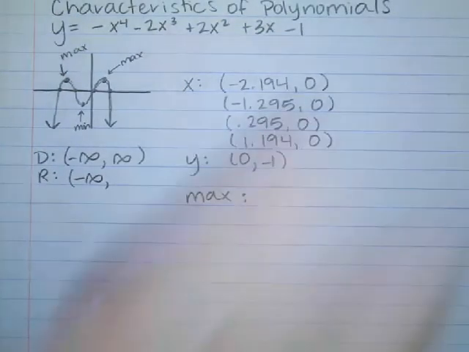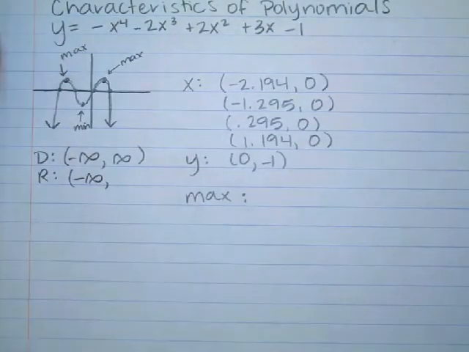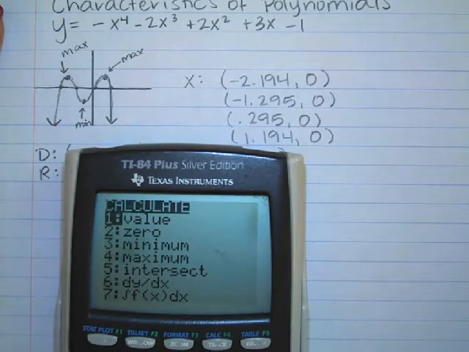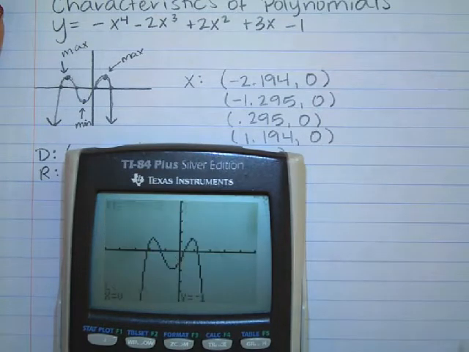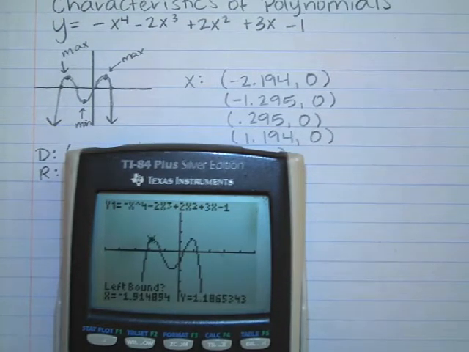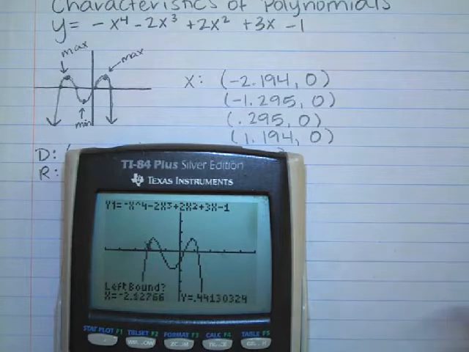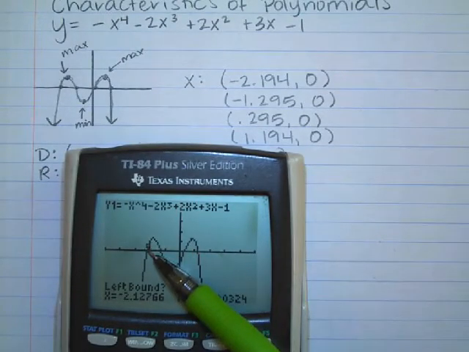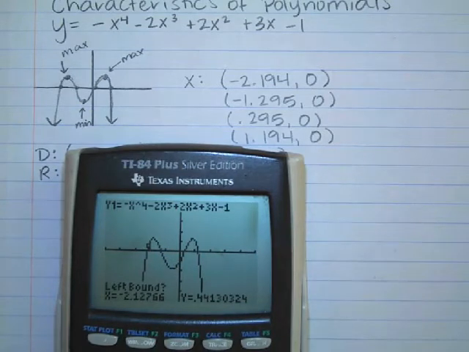Okay. All right, so to do the max, I do second trace number, to do the max? 4, second trace number 4. And when it says left bound and right bound, what I need to do for left bound is I need the cursor to be on the left side of the mountaintop. So if my mountaintop is up here, make sure your cursor is to the left of it and press enter.